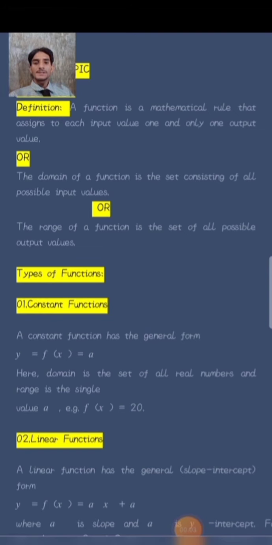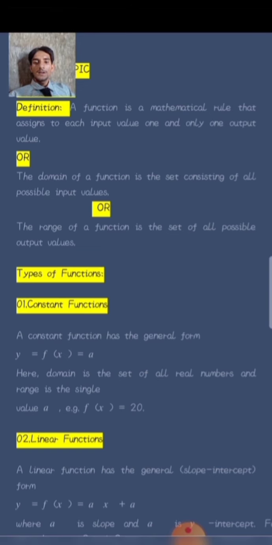My second topic is function. Definition. A function is a mathematical rule that assigns to each input value one and only one output value. The domain of a function is the set consisting of all possible input values, and the range of a function is the set of all possible output values.